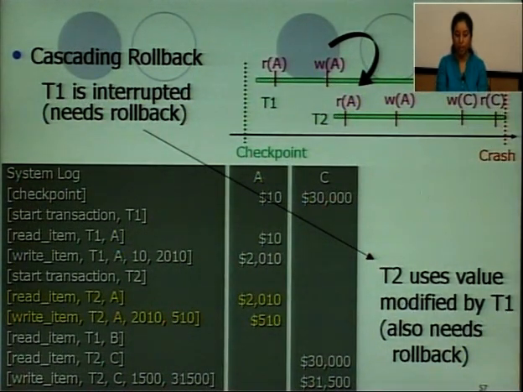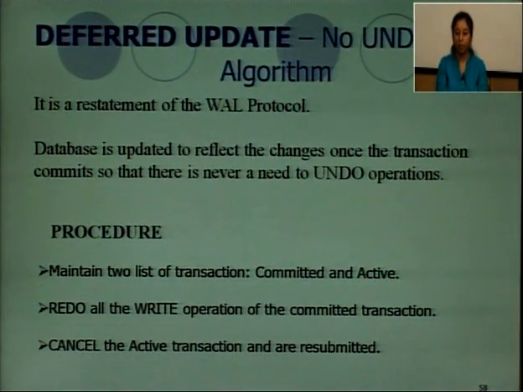This is again cascading rollback. Now, deferred update, that is a no-undo/redo algorithm. It is a restatement of the write operation. The database is updated to reflect the changes once the transaction commits, so there is never a need to undo the operation. The procedures are: maintain a list of transactions committed and active, redo all the write operations of the committed transactions, cancel the active transactions and resubmit them to the database.